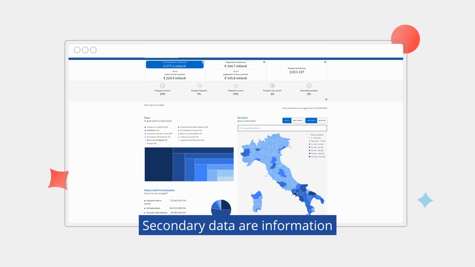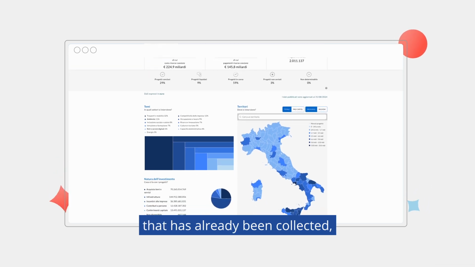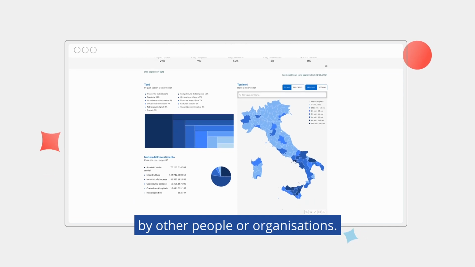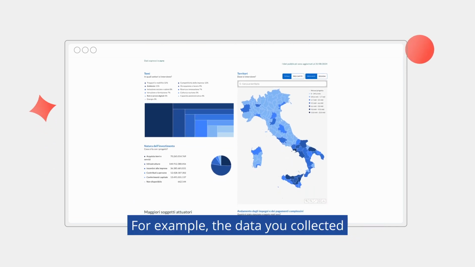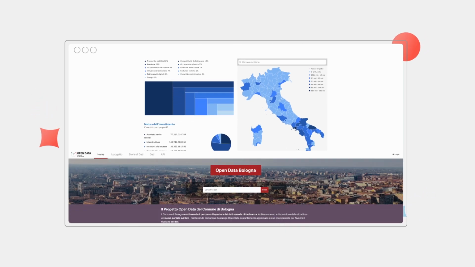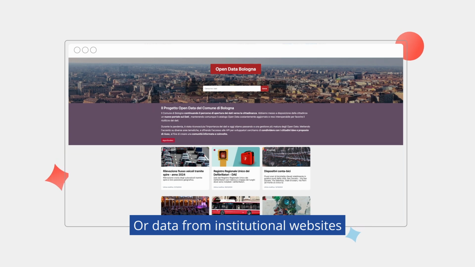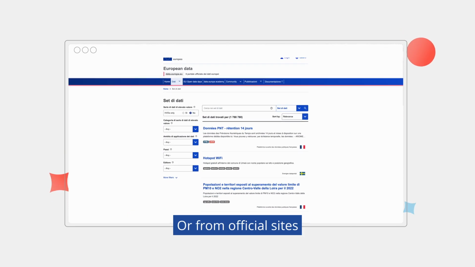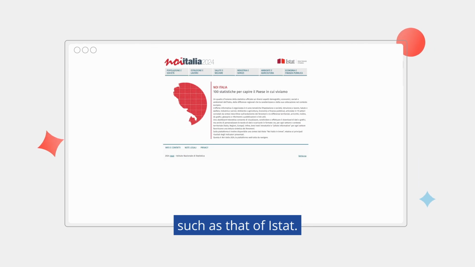Secondary data are information that has already been collected, analyzed, and published by other people or organizations. For example, the data you collected from the OpenCoesione portal related to your project, or data from institutional websites of the municipality, the region, and even the European Commission, or from official sites such as that of ISTAT.